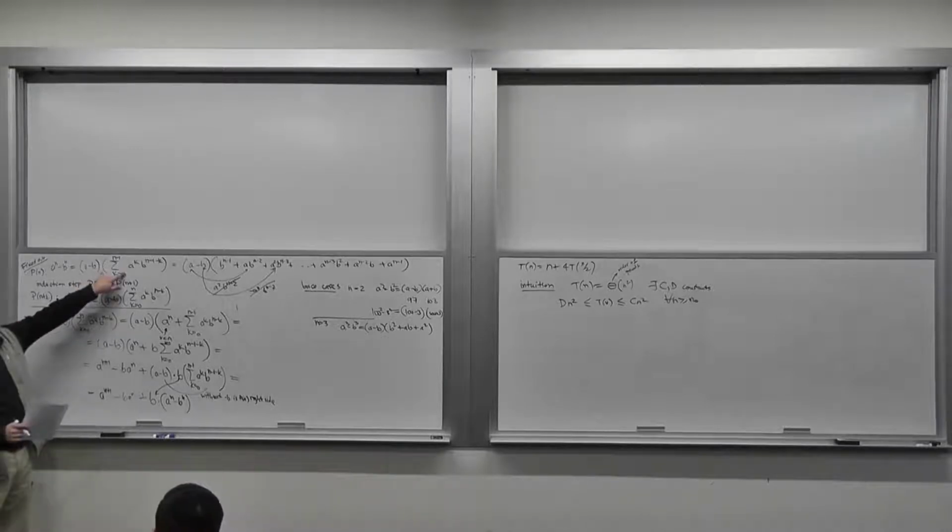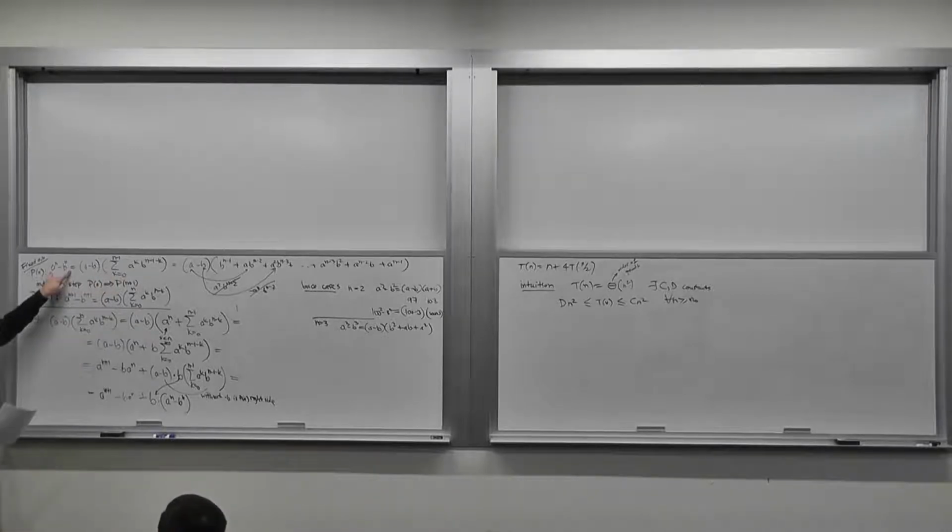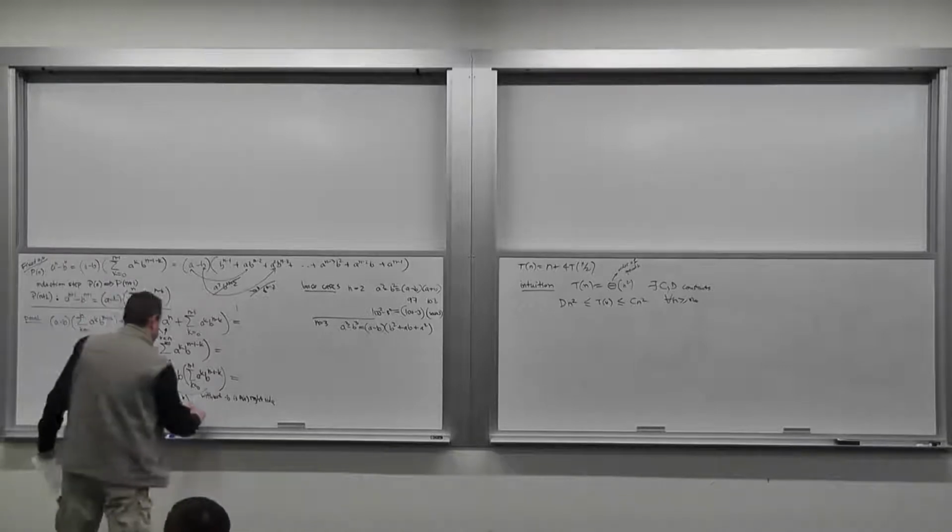Again, here's the right side. It's a to the n minus b to the n. Who follows me? Good. So what is this? Now it's easy, right?